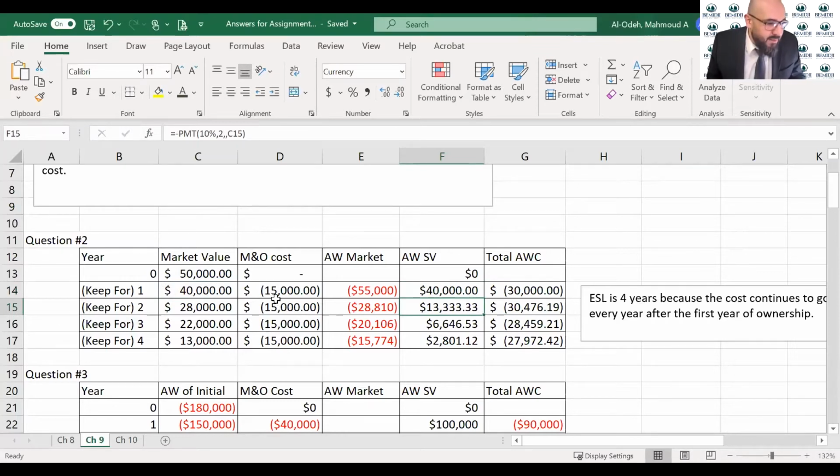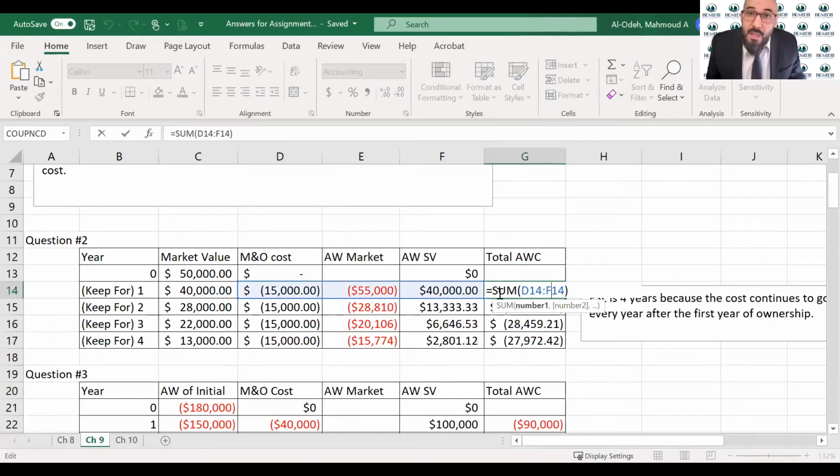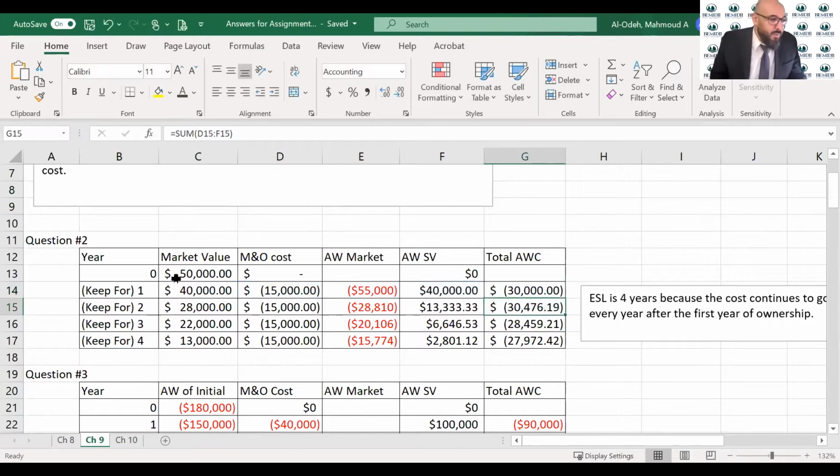Now add the negative 15,000, add the market value for the initial cost, add the salvage value, and we found out the annual worth to be 30,000. Adding these 3 values, again, the maintenance and operational cost, the annual worth of the market value, the annual worth of the salvage value. Now we're moving into another scenario.